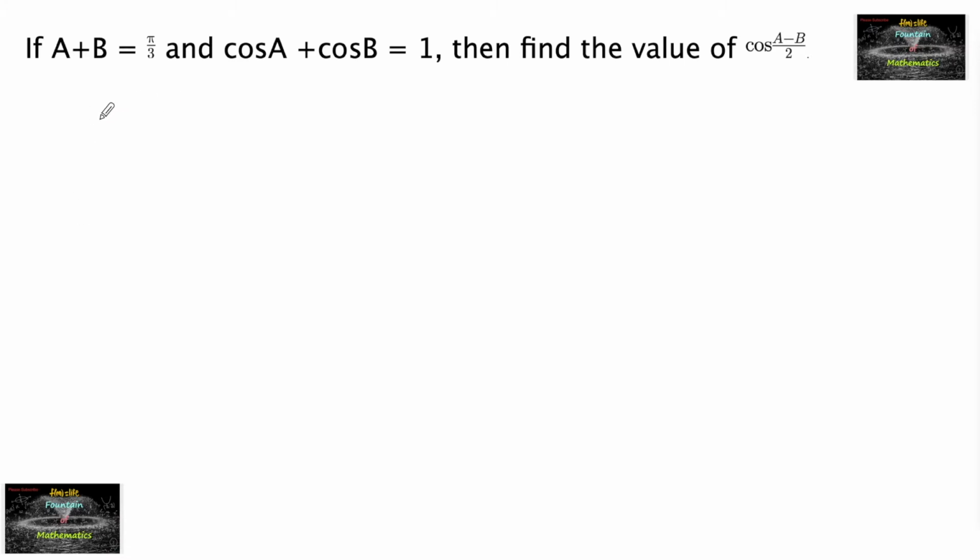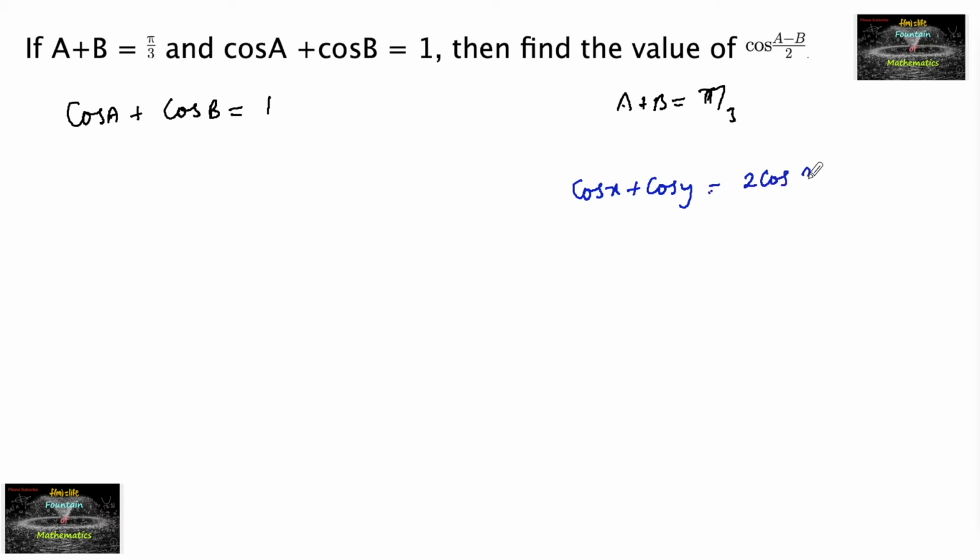If a plus b is equal to pi by 3, and cos a plus cos b is equal to 1, then find the value of cos of (a minus b) by 2. Since we know the formula cos x plus cos y is equal to 2 cos of (x plus y) by 2 into cos of (x minus y) by 2.